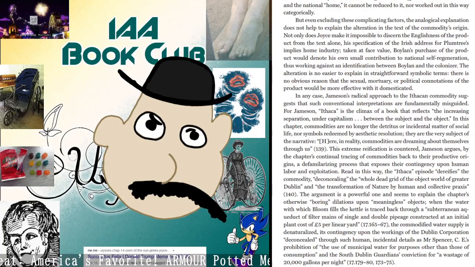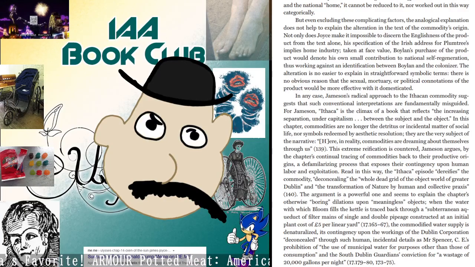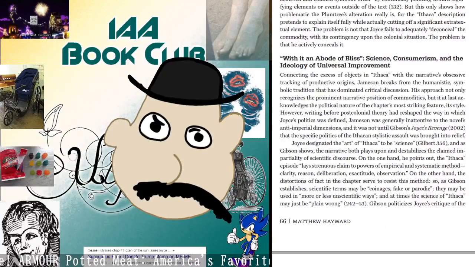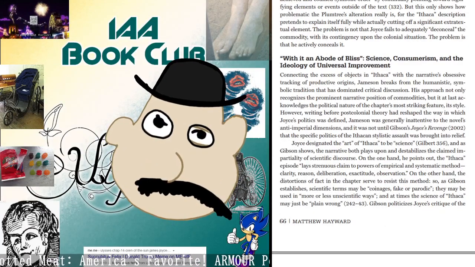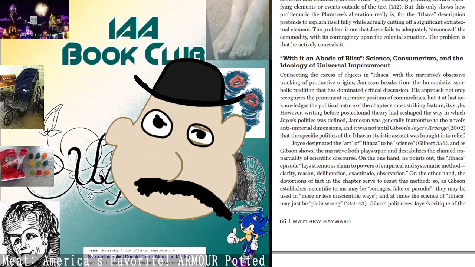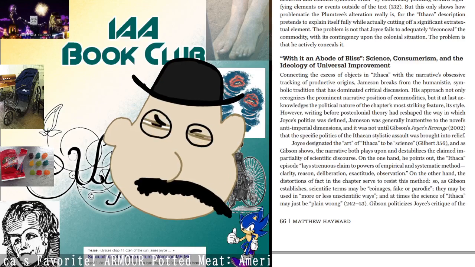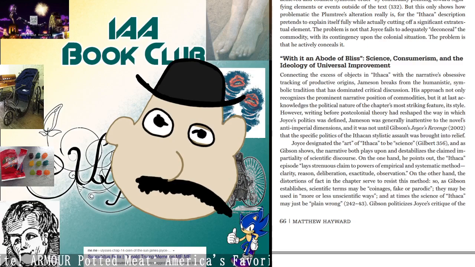Right. Now we're on to the next subhead, which is titled "With an Abode of Bliss": Science, Consumerism, and the Ideology of Universal Improvement. Ideology. I love academic writing. This isn't just academic writing. This is academic writing by Joyce scholars, whose every work can be described only as Joycean.